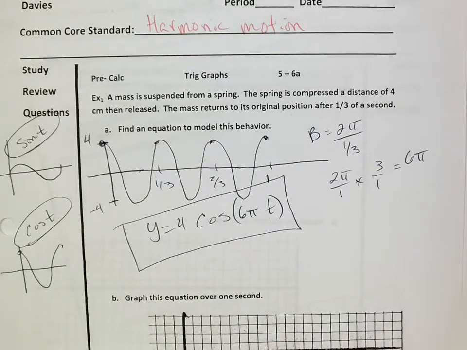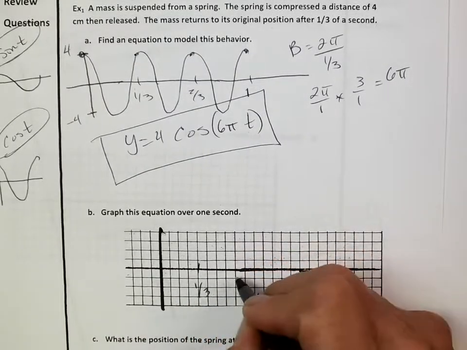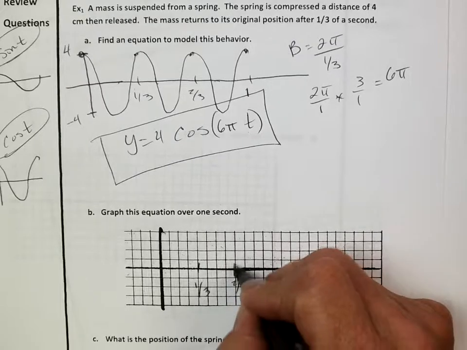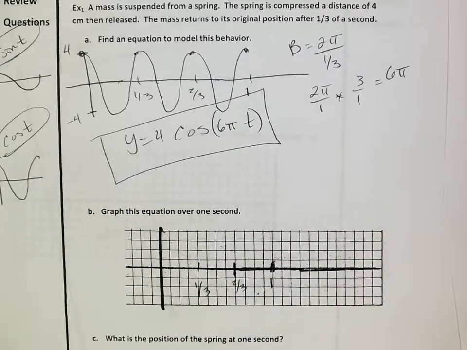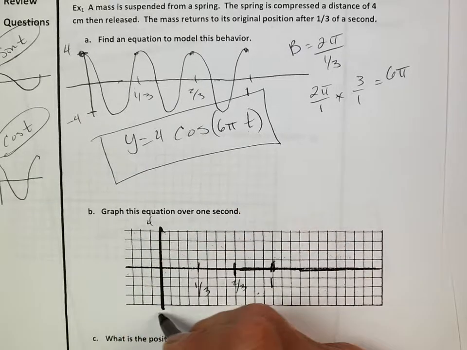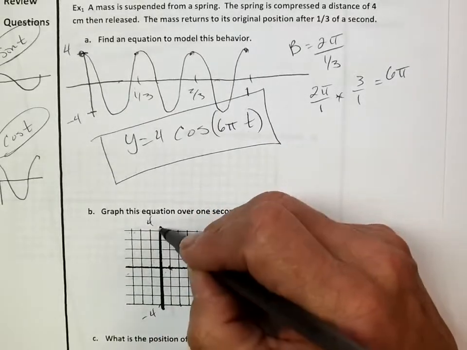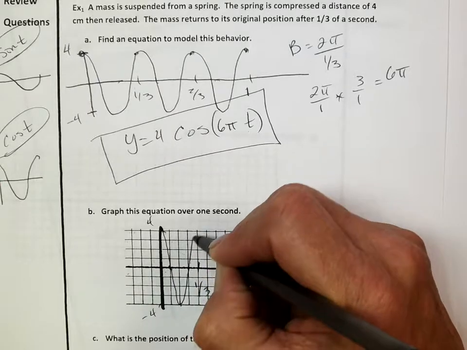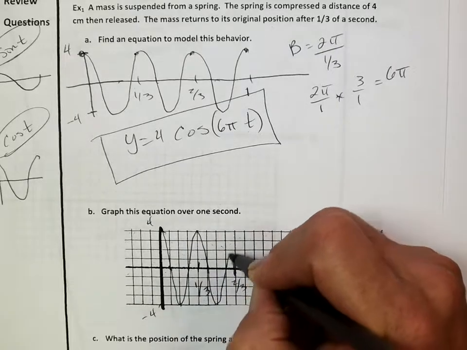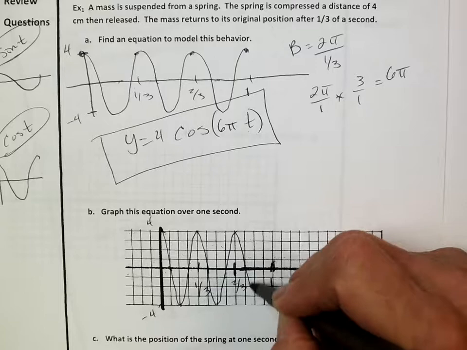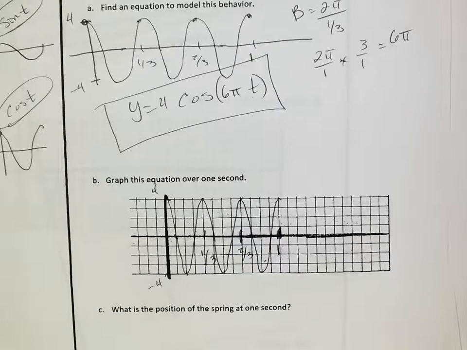Part b: graph this equation over 1 second. I just did, so I can do it again real quick. There's 1/3, 2/3, 3/3. I like to go all 4 squares. I think you guys have seen why I like to go 4 squares. 4, -4. There's 1/3 of a second, 2/3 of a second, 3/3 of a second, and so on and so forth. So where is the position after 1 second? Well, we can see it, can't we?